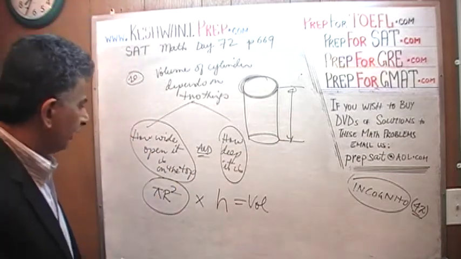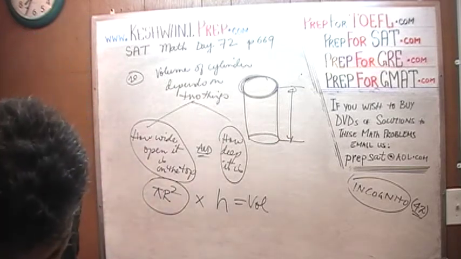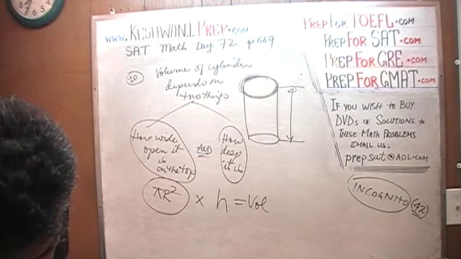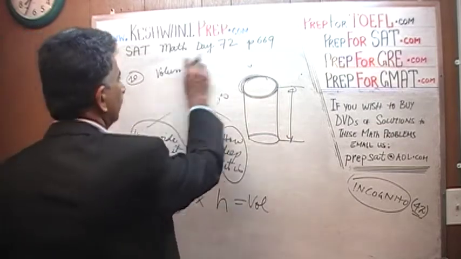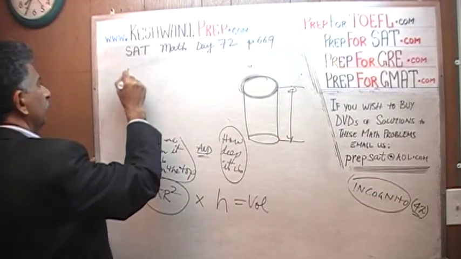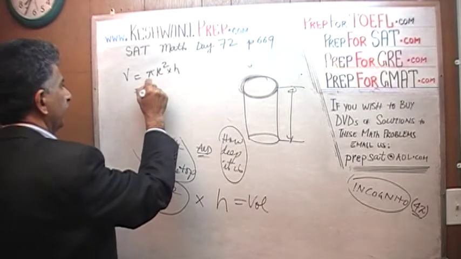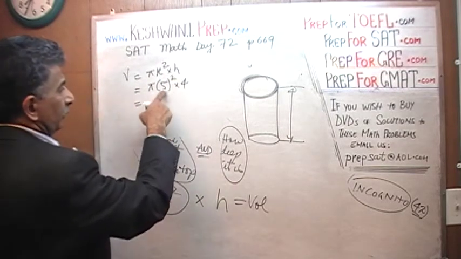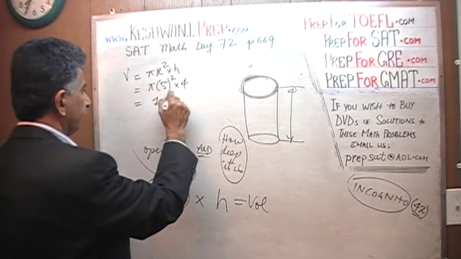Anyway, enough said. So this is the volume. And therefore, the volume of this cylinder that is given to us is, we are told that the radius is 5 and the height is 4. So let's find out. The volume is pi r squared times h. We are told that the radius is 5 and the height is 4. 5 squared is 25, times 4 is going to be 100 pi. And then what happens?